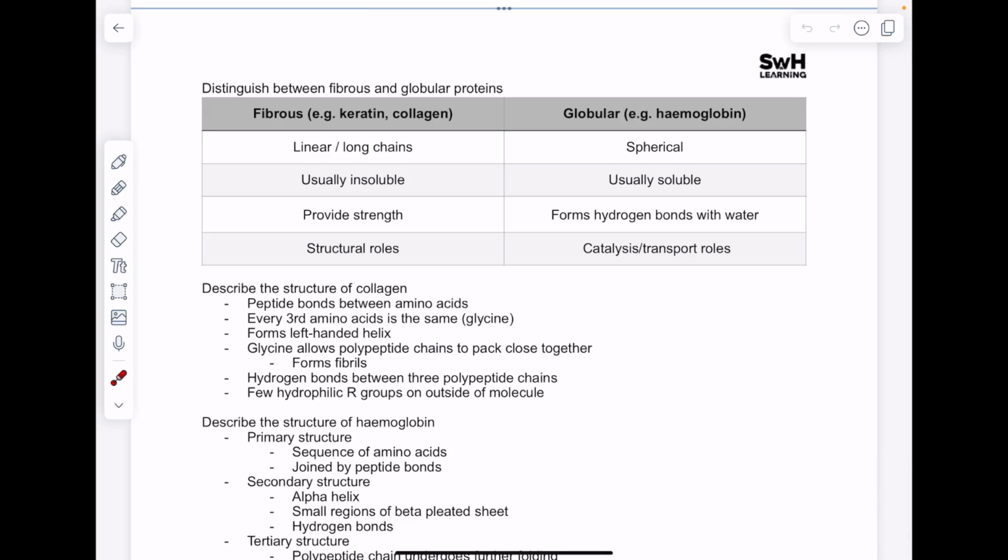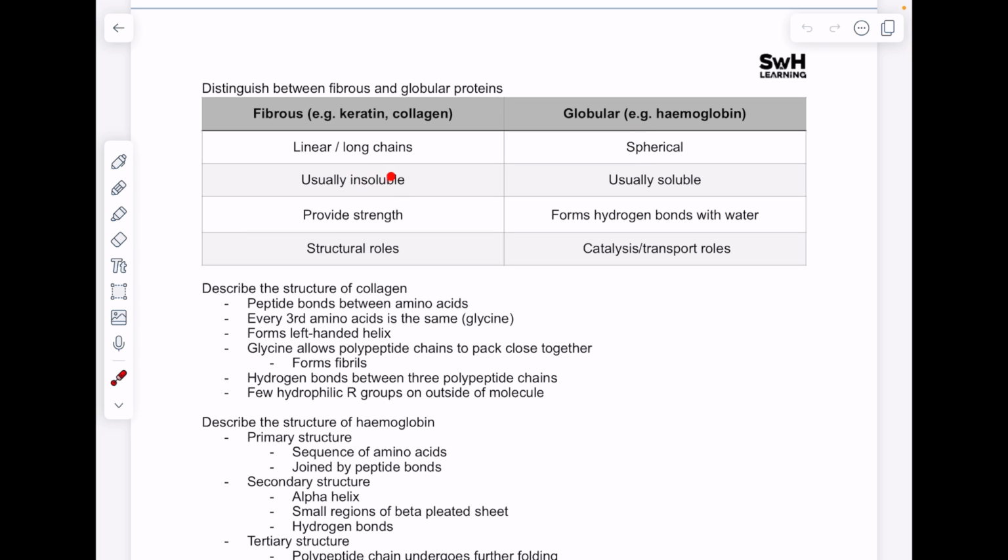If we're being asked to distinguish between fibrous and globular proteins, fibrous ones include the keratin in your hair and collagen in your skin, and globular proteins include hemoglobin. The first thing is their shape. Fibrous proteins form long chains which are linear. Globular, as the name suggests, are more spherical.